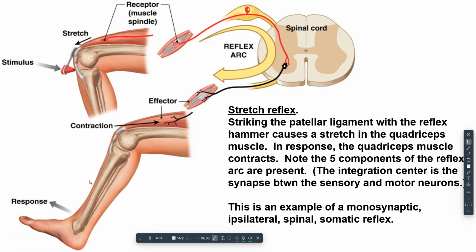And so it's ipsilateral. And my quadriceps muscle, which is my effector, that's a skeletal muscle. So this is a somatic reflex. So we're going to do this one in lab, play around with it a little bit.